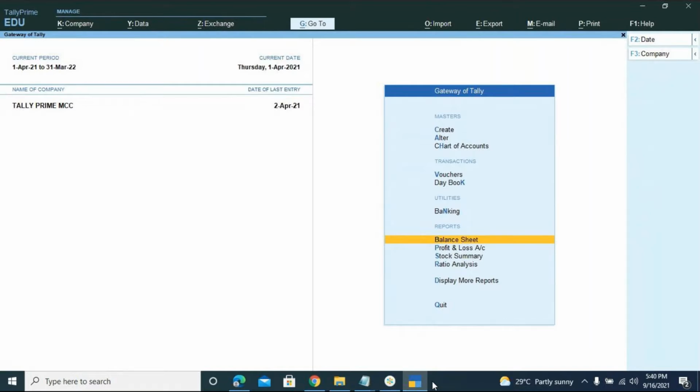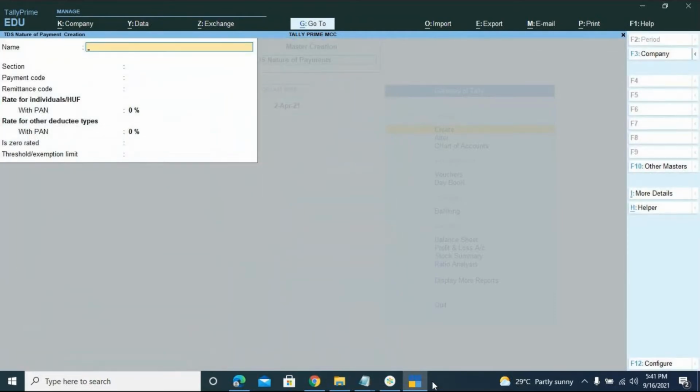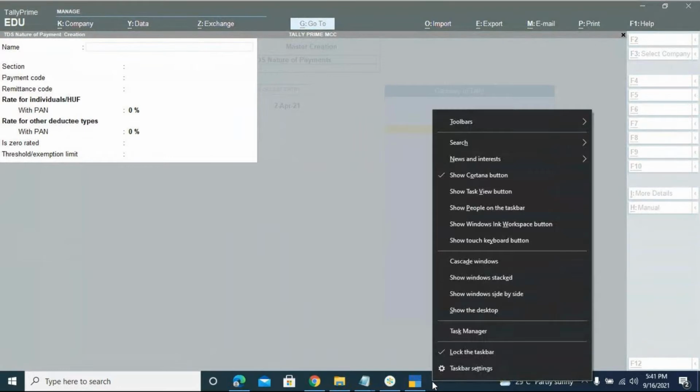Now what we can do is, from the gateway of Tally, we can go to the create option, and just as we have the GST classification, like sales taxable, purchase taxable, and all that, we also have TDS nature of payments. So we can pass a TDS based entry, TDS nature of payment. So we can press enter there. Okay.